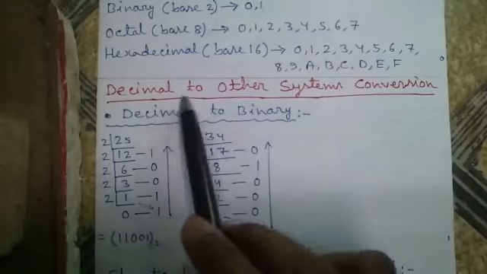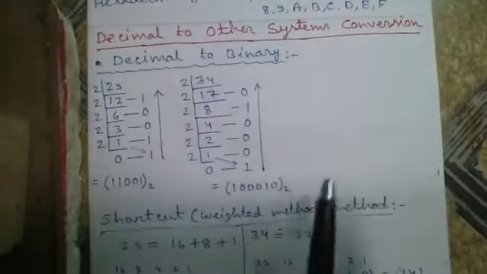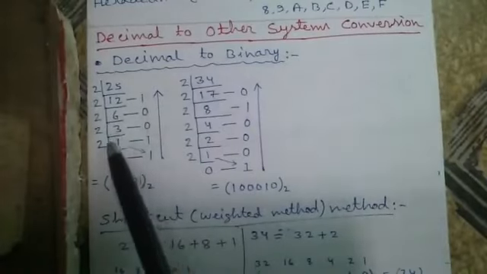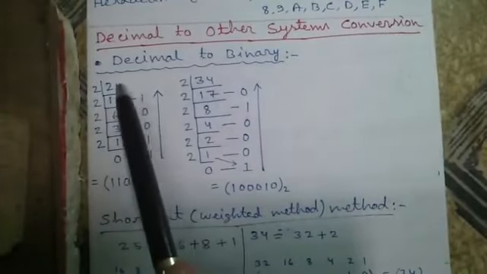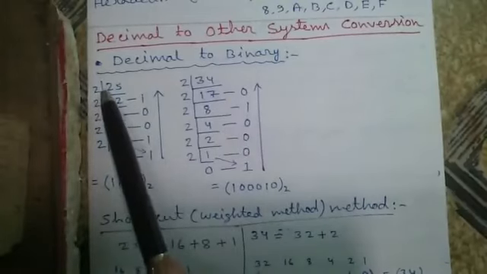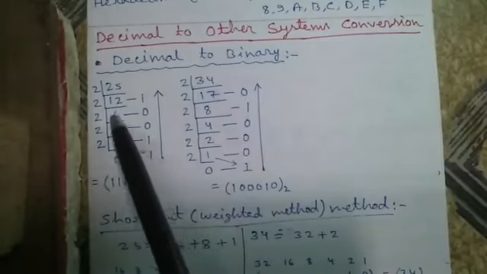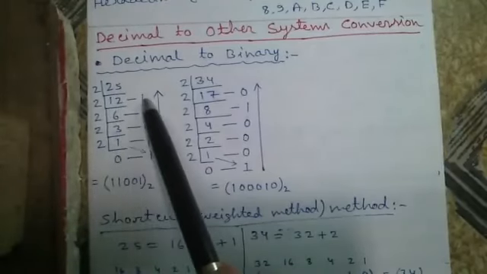Now the conversions: decimal to other number system conversion. Decimal to binary conversion. This process is called the repetitive division process. Here we repeatedly divide our source number by our destination base. Here the destination base is binary, base 2, repetitively until we get 0 at the bottom, and we will write the quotient at the bottom and the remainder at the right.